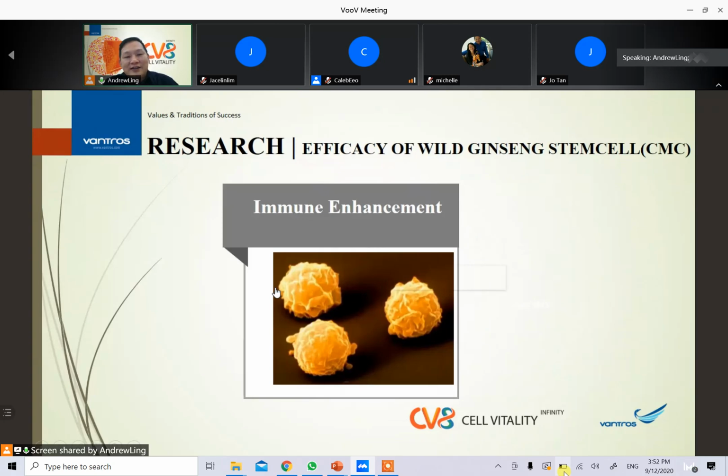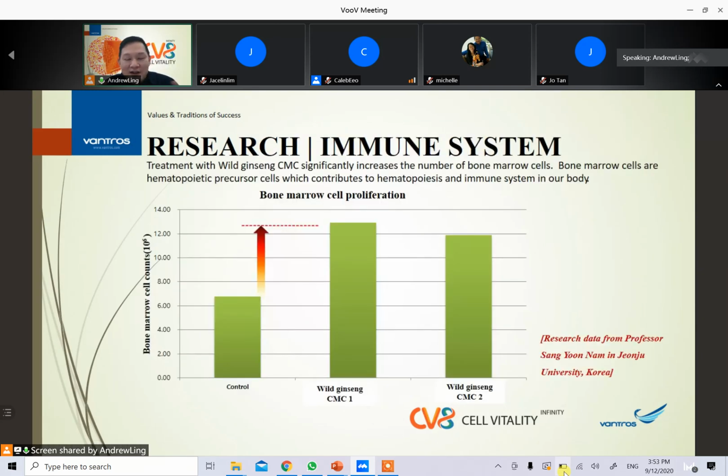And of course, the other thing is that the CMC wild ginseng stem cell has been proven. If you take it every day, it actually boosts up your immune system as well. Now, what are the research that has been done? First thing first, there are about 3 research done. Number 1, it is proven that if you take this wild ginseng CMC every day, it actually helps to increase the number of bone marrow cells.